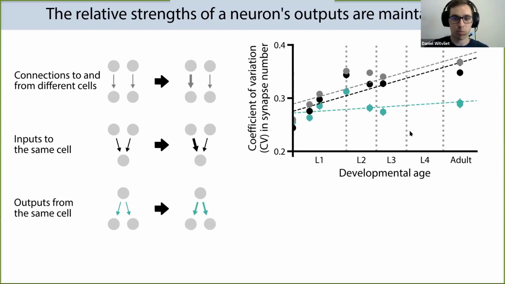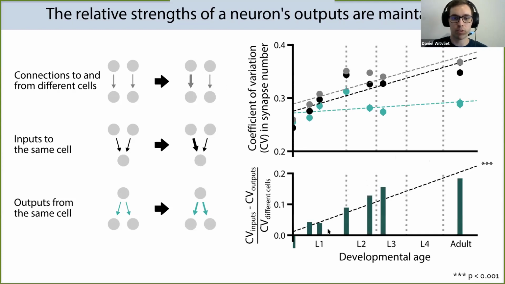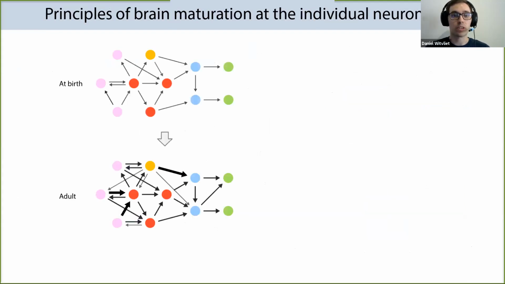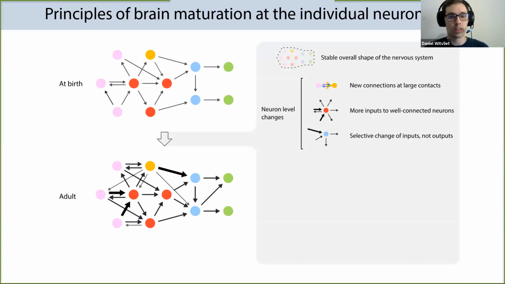This contrast between inputs and outputs is mostly clear if you take the difference between the two, which is shown in the plot here. So the relative strengths of outputs, but not inputs, are maintained across maturation. Said another way, each cell regulates the strengthening of its own synaptic outputs, but does not dictate the relative strengthening of its inputs. So in summary so far, the maturation of the connectome is not simply uniform, but follows certain principles that are evident at the level of individual neurons.